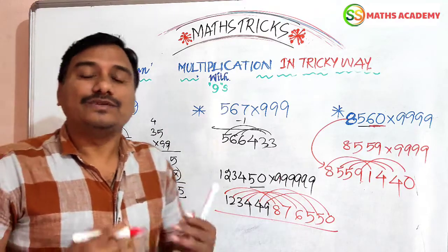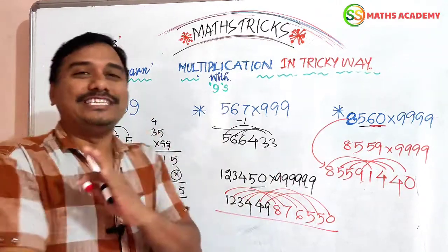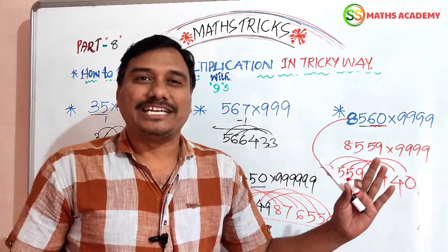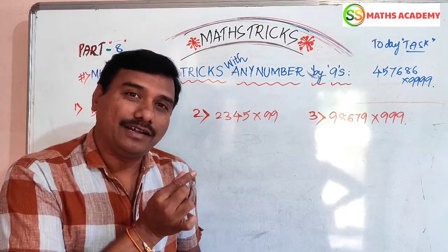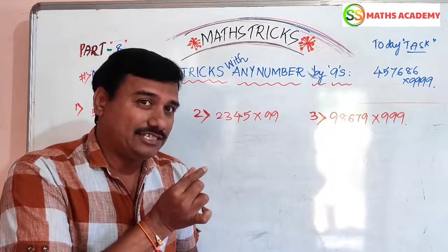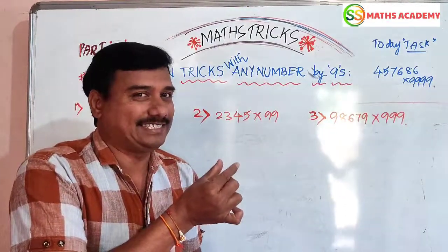This is a technique we have to follow. Now enjoy the magic of mathematics, dear friends. Just now we have completed multiplying a number of digits with an equal number of nines, right?